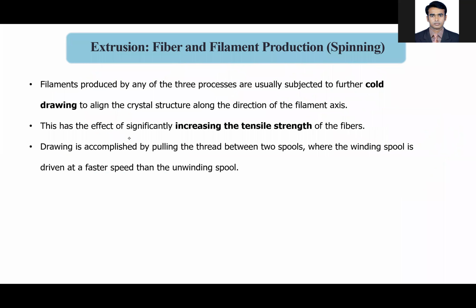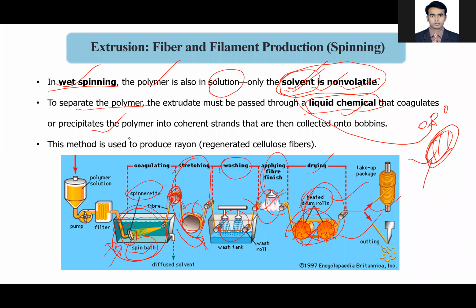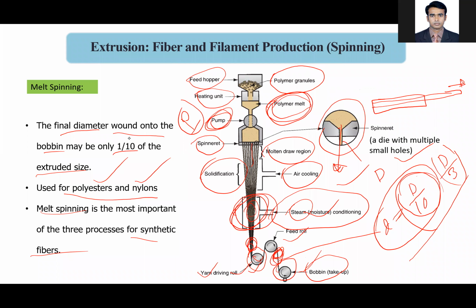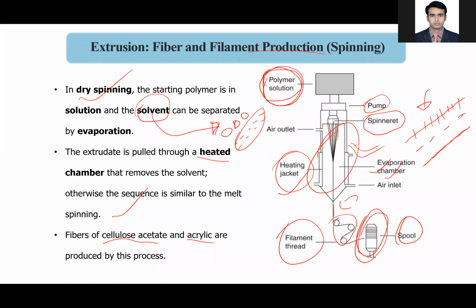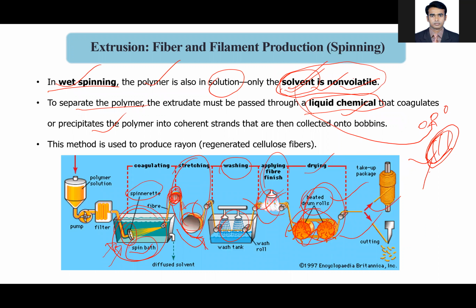All right, these three processes are almost the same. Okay, the only difference is the first one is melt spinning. If we look at melt spinning, it's just a direct process using heat to melt the polymer. In the next one, we use a solvent to melt the polymer, but the solvent is volatile. It goes out with the application of heat. And in the last one, we again use a solvent, but the solvent is non-volatile, and we remove that non-volatile solvent from the polymer using a spin bath or using chemicals.